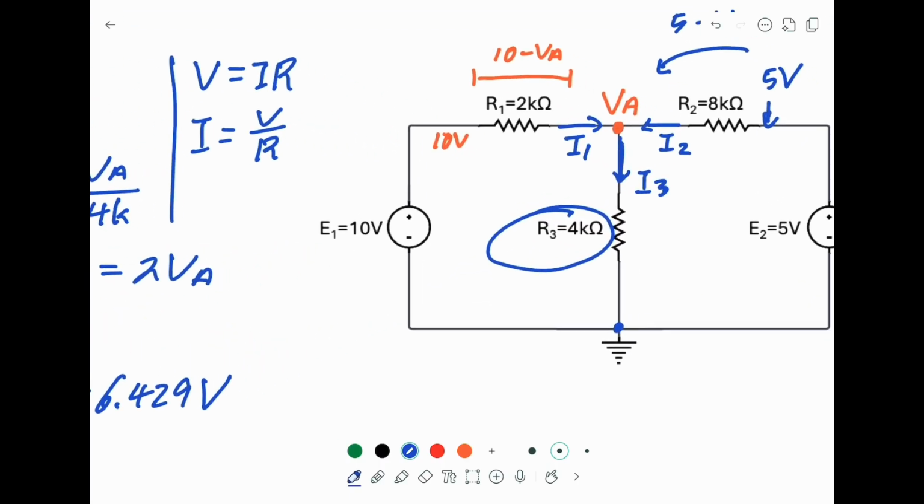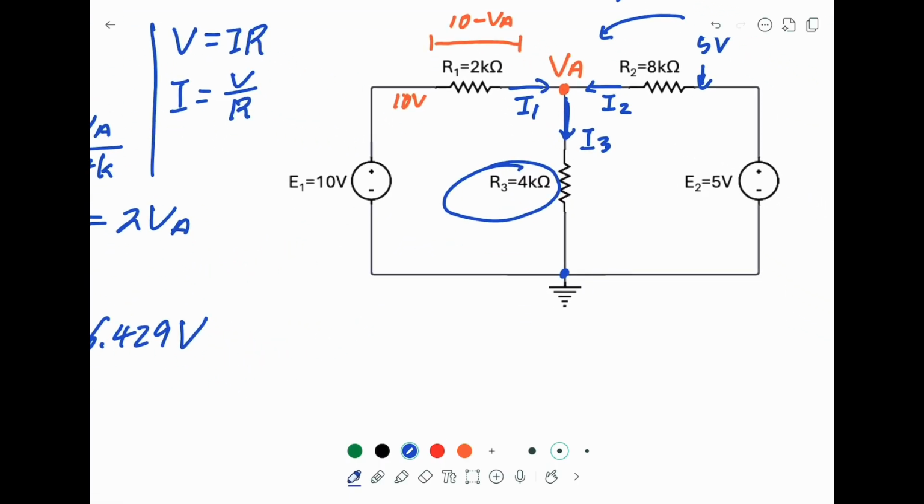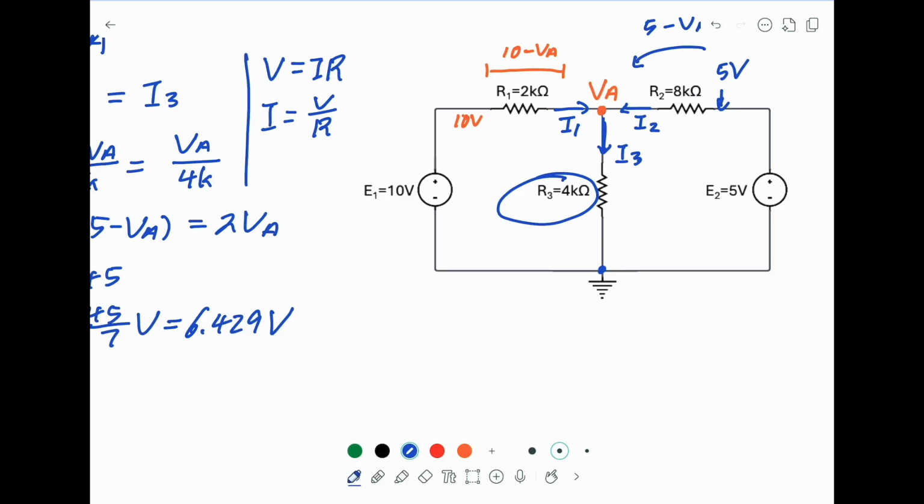And we can check or verify everything. If now VA is 6.429, I1 will equal 10 minus 6.429, divided by 2K. So you will get 1.786 milliamp.